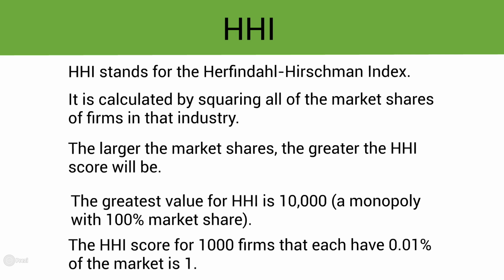The HH index score for 1,000 firms that each have 0.01% of the market is 1. We get this value by squaring 0.01 and multiplying it by 1,000, which is the number of firms.